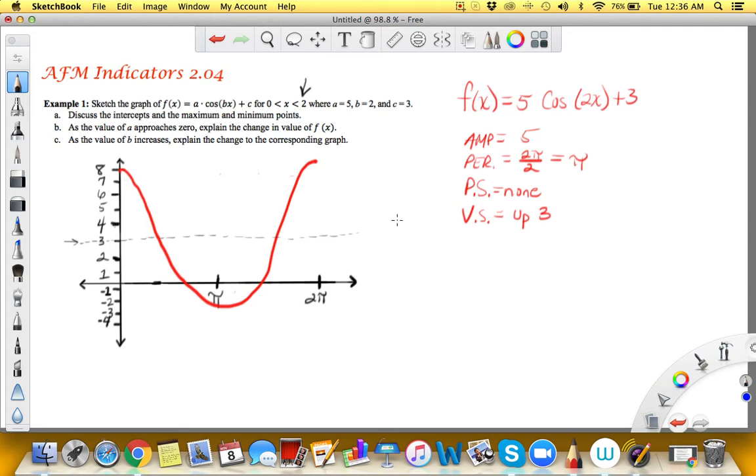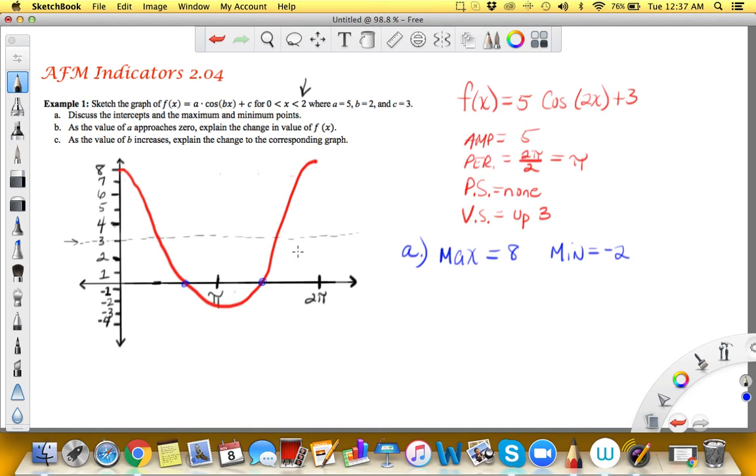And the questions ask for A, it says discuss the intercepts and the maximum and minimum points. Now in this case, we know the max is actually going to be +8. The min is going to be at -2. Okay. As far as the intercepts, I noticed that within every period you'll have 2 intercepts at this point here and this point here. Okay, so for every period, if we extend that on the x-axis, for every period there will be 2 x-intercepts.